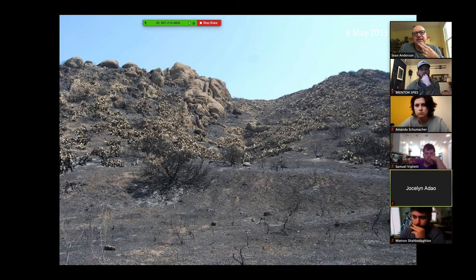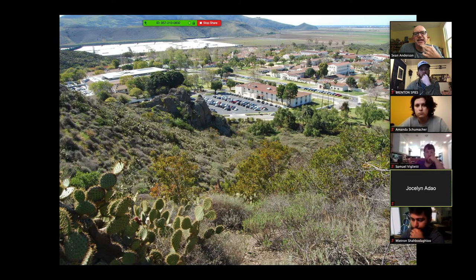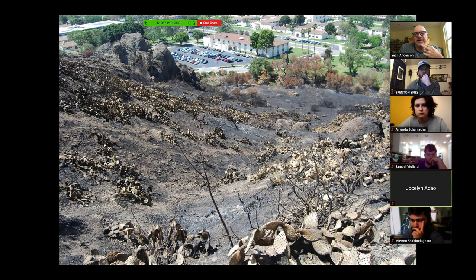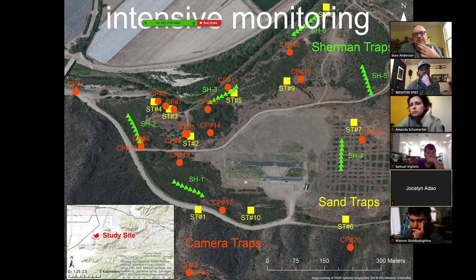Before the fire, and this is right after, same exact location. And again, this is looking down towards campus from the ridge above Camp Park, and this is right after the fire. So pretty much, everything got torched.